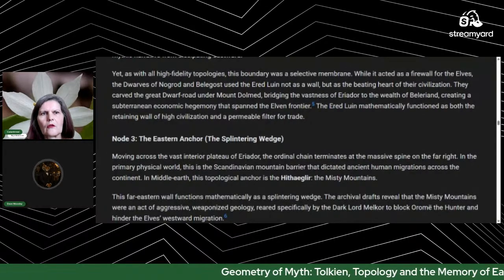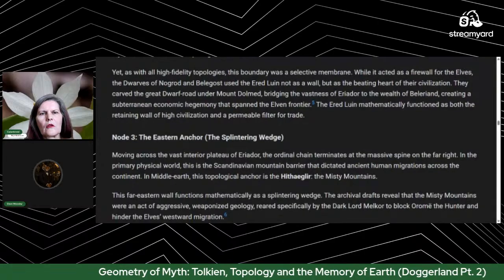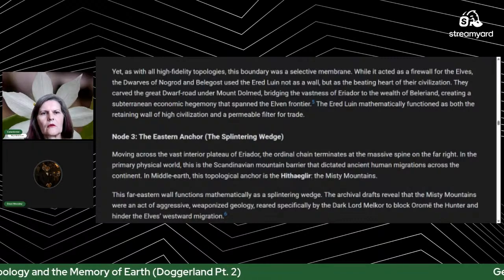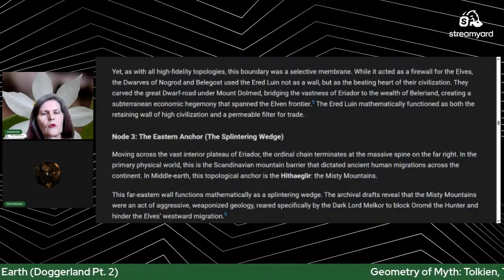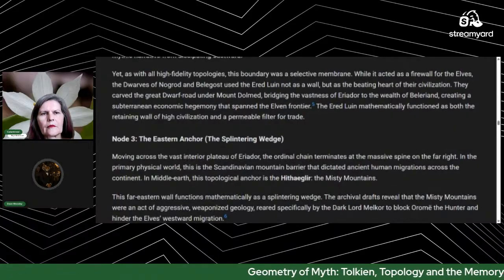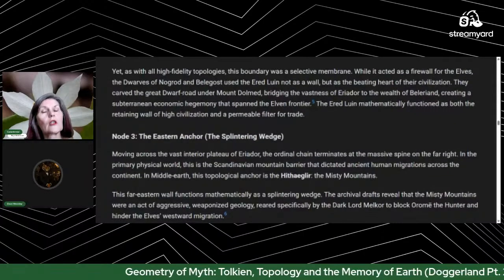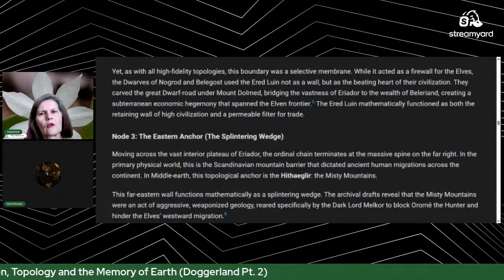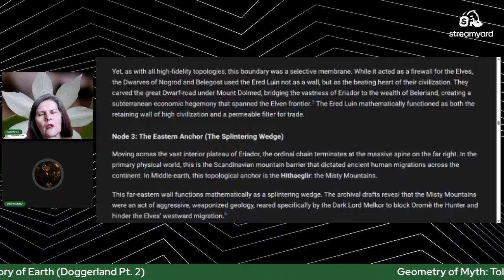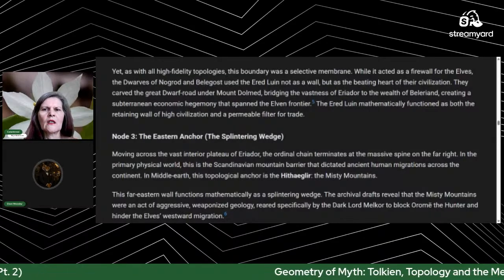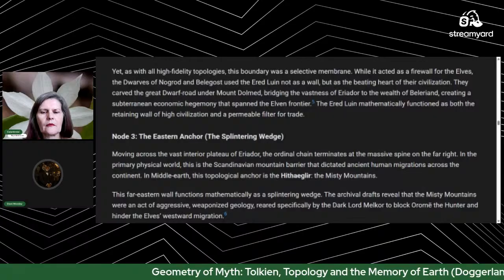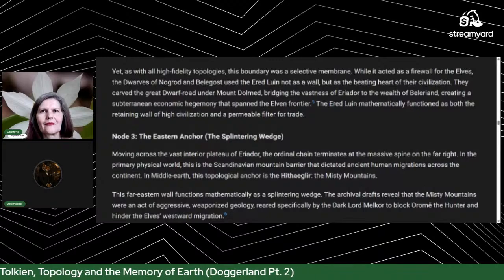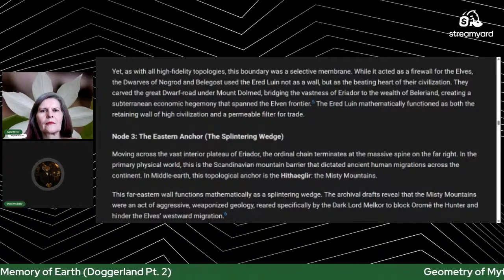They carved the Great Dwarf Road under Mount Dolmed, bridging the vastness of Eriador with the wealth of Beleriand, creating a subterranean economic hegemony that spanned the elven frontier. The Ered Luin mathematically functioned as both a retaining wall of high civilization and a permeable filter for trade, because especially with King Thingol in Doriath, there was quite a lot of interaction in the form of trade and, you might say, cultural interchange, not to the extent of people from one civilization going and staying in the next, but there were certainly ambassadors and trade routes going on.